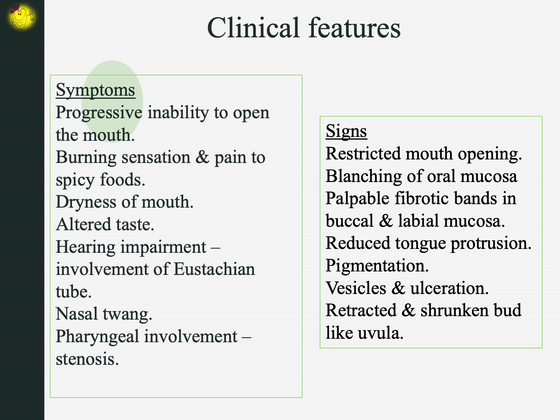There can be dryness of mouth, progressive inability to open the mouth, because when you try to palpate the buccal mucosa or labial mucosa, you will have palpable fibrotic bands. The patients can also have reduced tongue protrusion, dryness, altered taste sensation, and hearing impairment can occur because of involvement of eustachian tube. And the patient can also have vesicles, ulceration, a retracted or a shrunken uvula which looks like a bud.